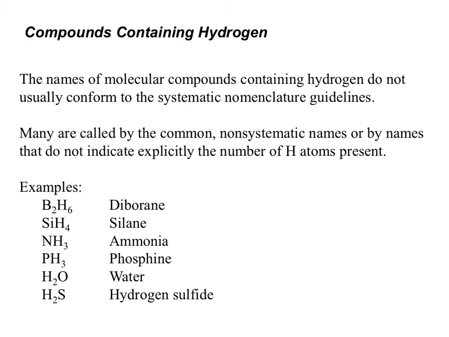Of course, we could name these with the systematic nomenclature. So water would be dihydrogen oxide, ammonia would be nitrogen trihydride, and so on and so forth. But because these names are so common, we're better off using the ones that are being used.